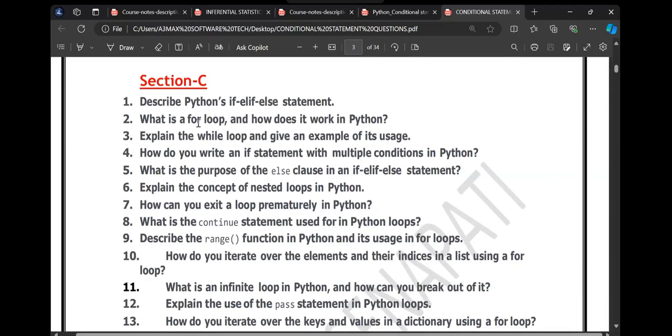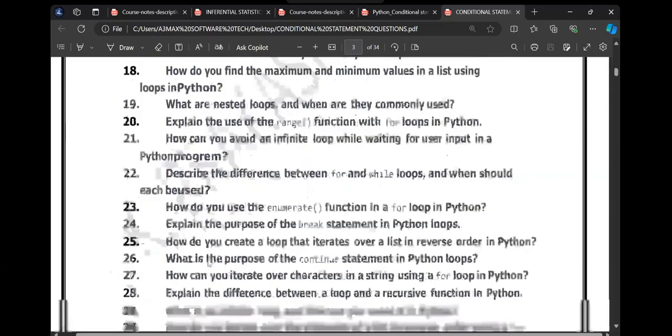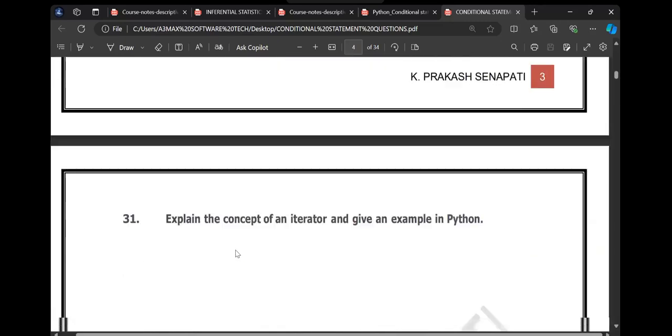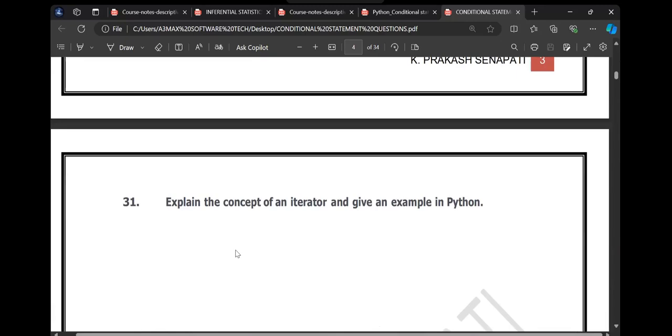Section C. Describe Python loops. That's it. A few questions. You want it or you don't want it?